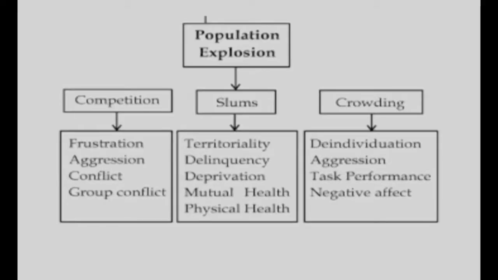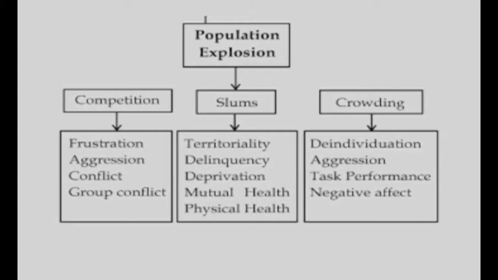Now, let us see what are the psychological consequences of population explosion, after trying to understand why there is population explosion. The immediate consequences of population explosion are an increase in slum dwellers, then an increase in competition, and also there is lots of crowding. Please have a look at this figure. Here you can see that population explosion results in these three consequences: competition, increase in slums and crowding.